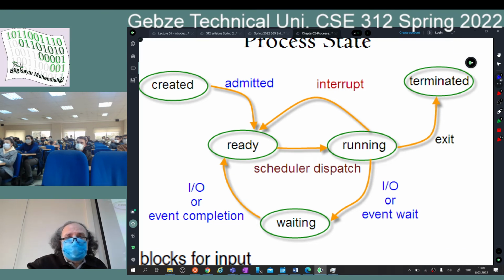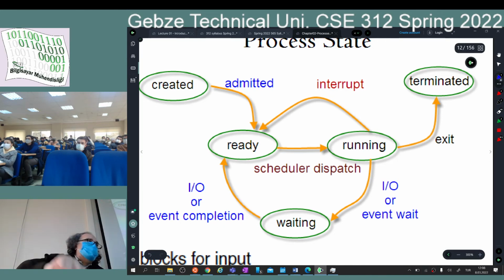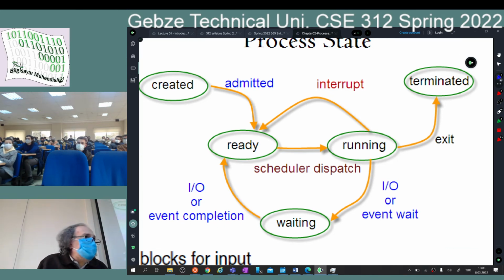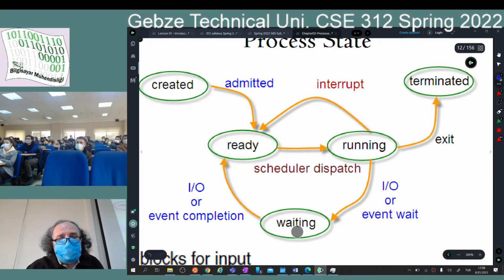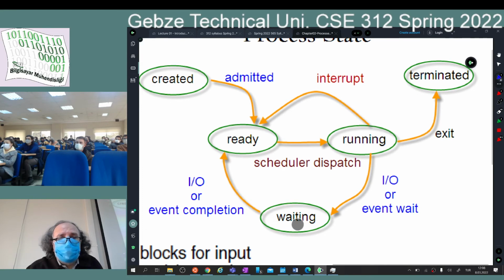So we looked at this transition, this transition, and this transition. Or when I am running as a process, I can tell the operating system to terminate me. In that case, the operating system is going to terminate me, and I will be in the terminated state. I am not a running program anymore. I am not a process anymore. I am just terminated.